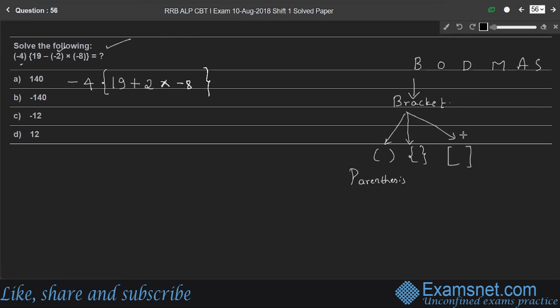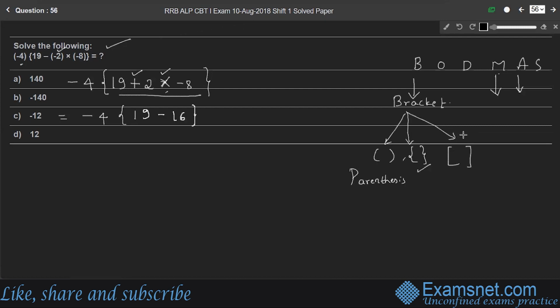Once we have removed the parenthesis, we have to remove the flower bracket. But directly we cannot remove the flower bracket. For that, we have to perform the operations inside the flower bracket. These operations are addition and multiplication, with proper signs. The order is multiplication first, followed by addition. So here, -4 into 19 plus 2 into minus 8, which is minus 16. Therefore, we directly write 19 minus 16.